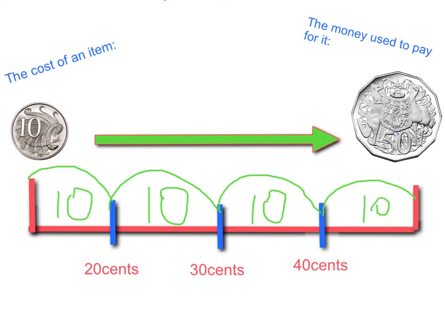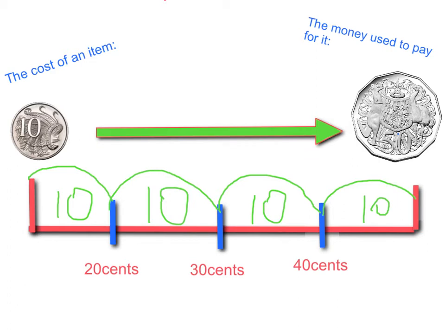If I add up all these amounts, 10 cents here, here, here, and here, that's going to tell me the difference between the cost of the item and the money I used to pay for it, and that's going to be my change. So I wonder if you can tell me, how much change would I get if I added 10, 10, 10, and 10? That's right. Between 10 cents over here, the cost of the item, and the money I used to pay for it, there is 40 cents difference.